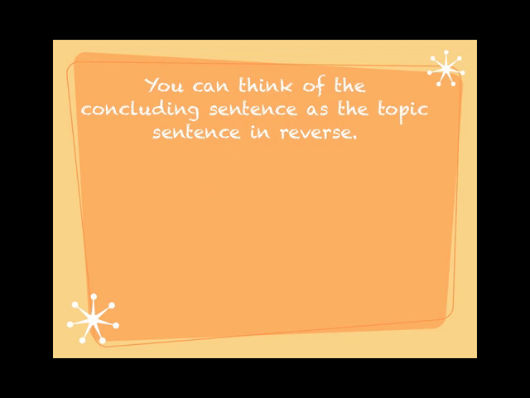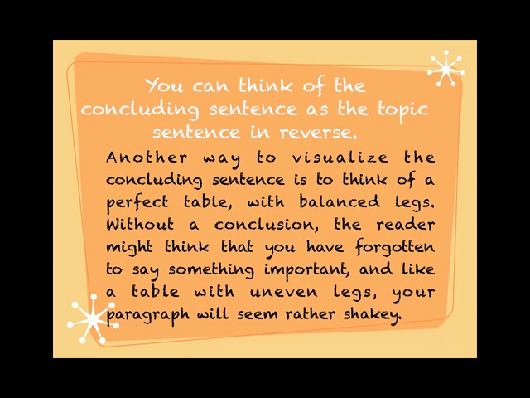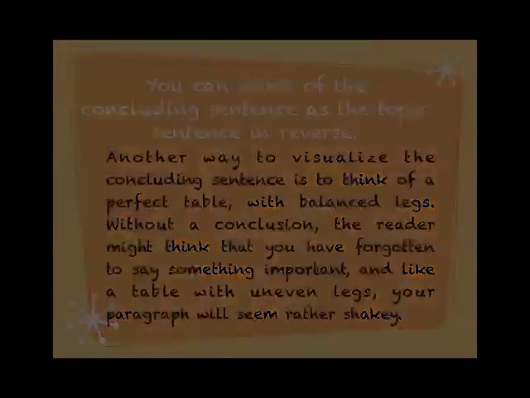You can think of the concluding sentence as the topic sentence in reverse. Another way to visualize the concluding sentence is to think of a perfect table with balanced legs. Without a conclusion, the reader might think you've forgotten to say something important, and like a table with uneven legs, your paragraph will seem rather shaky.